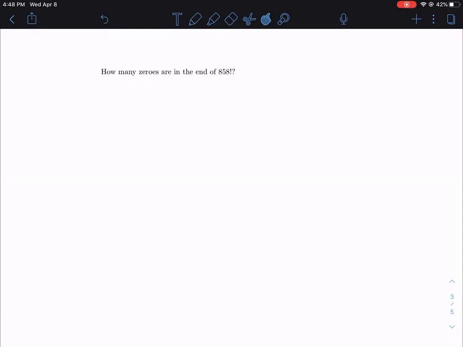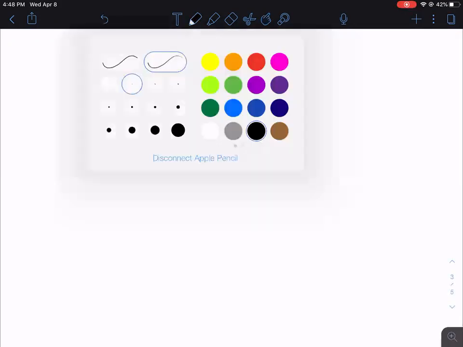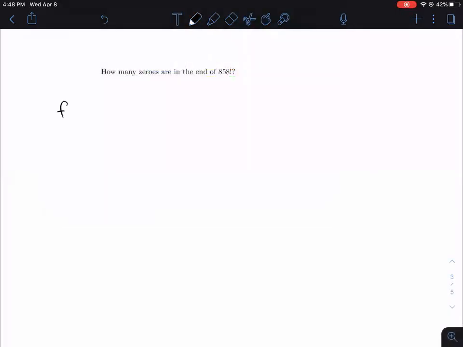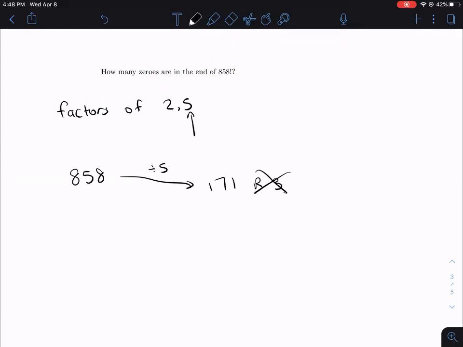Okay, so we were pretty fast on this one. This is just Legendre's from what we had before. So we look at factors of 2 and 5, and there are a lot more factors of 5, so we focus on that one. So we divide by 5, and we get 171 with remainder 3. So we just ignore that.